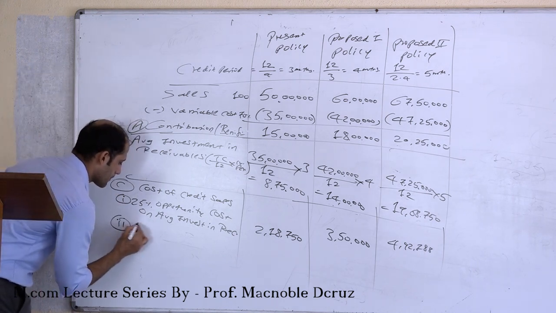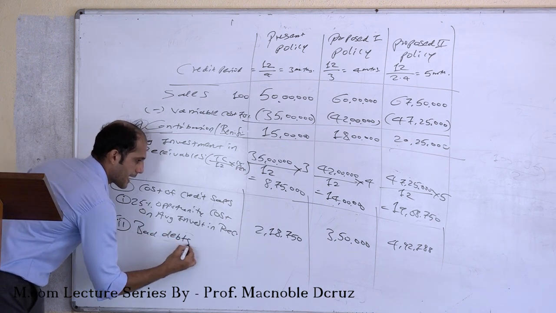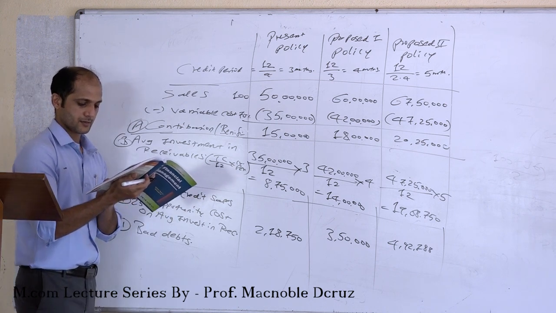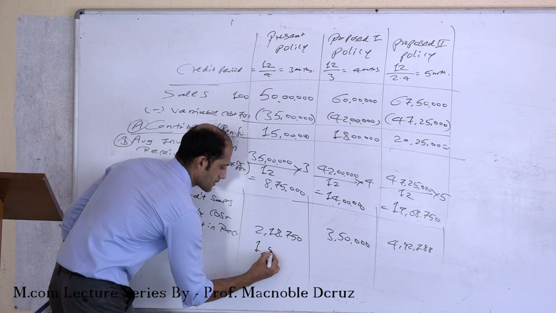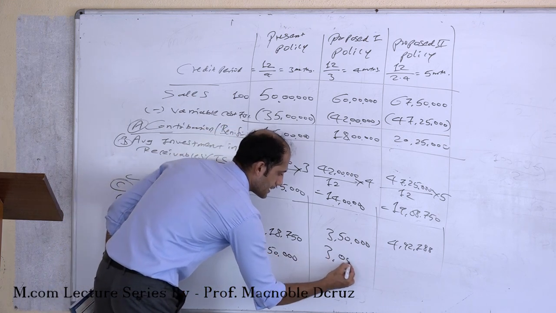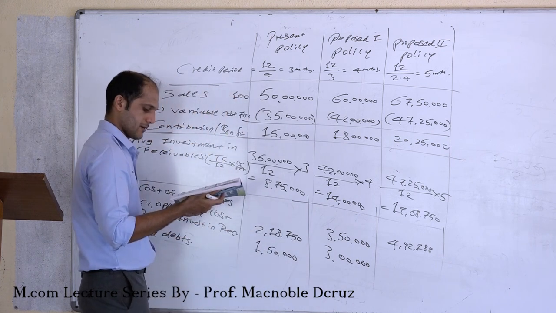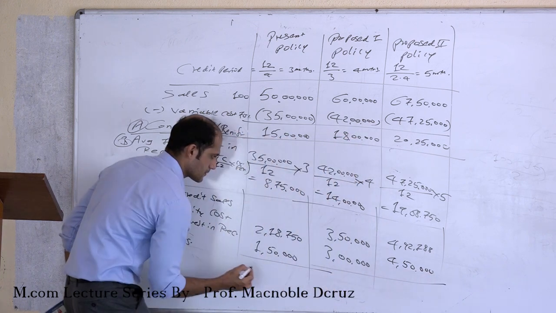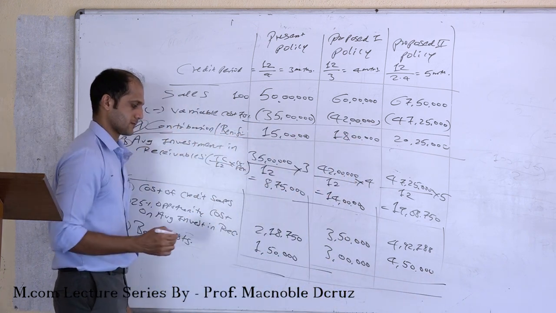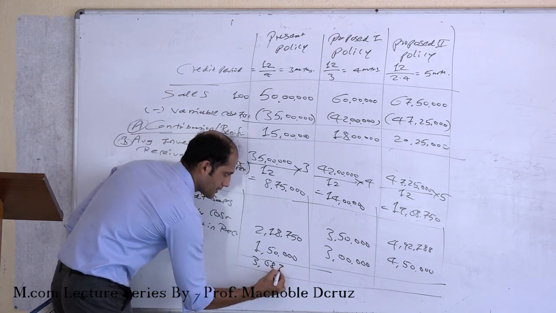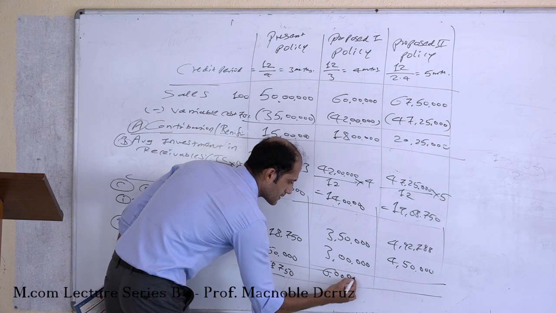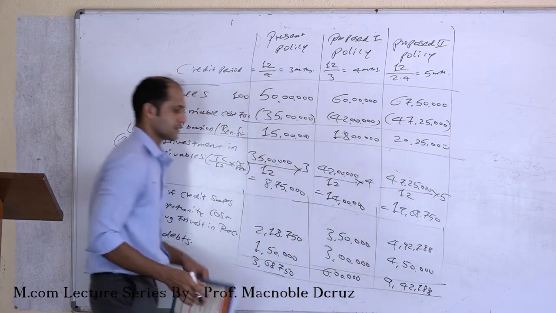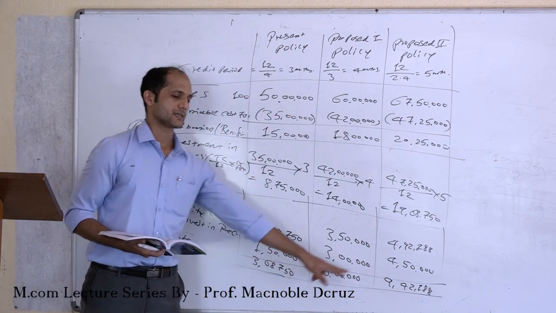Second point, bad debts. Existing bad debts is given in the problem, that is 1,50,000. It will be 3 lakh in proposal 1 and 4,50,000 in proposal 2. Make the total, you will get the cost: 3,68,750, 6 lakhs, and 9,42,180. This is nothing but the cost of the credit sales.